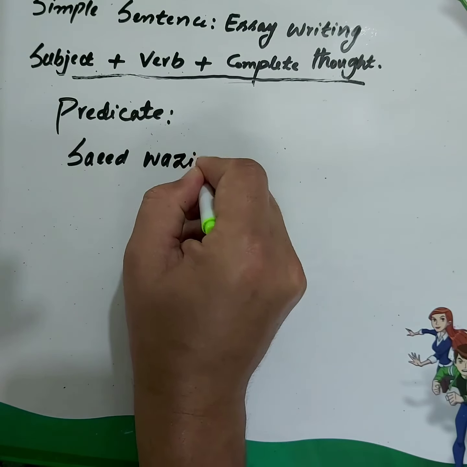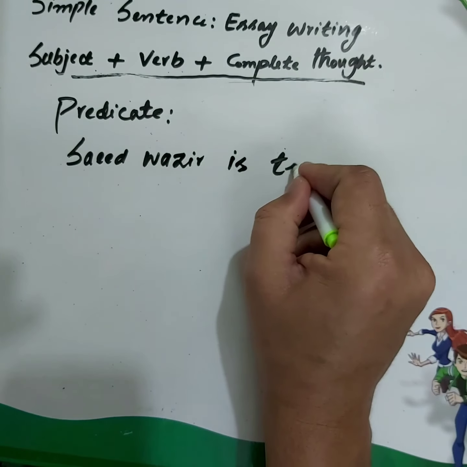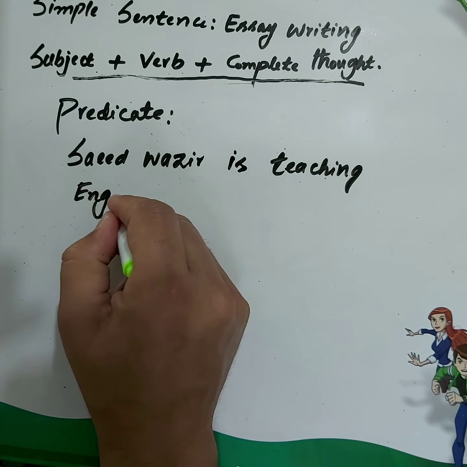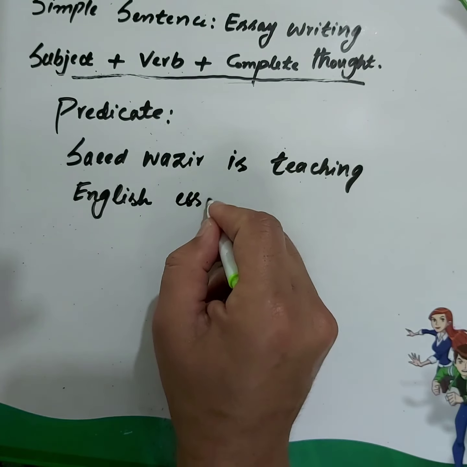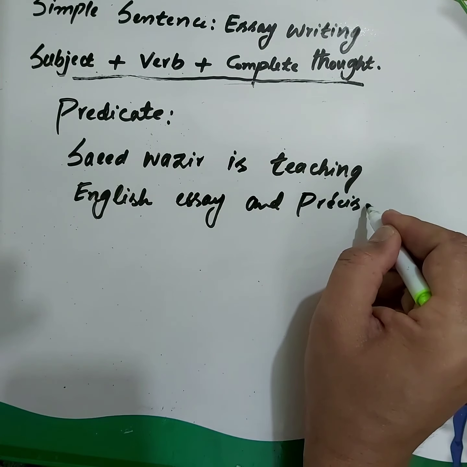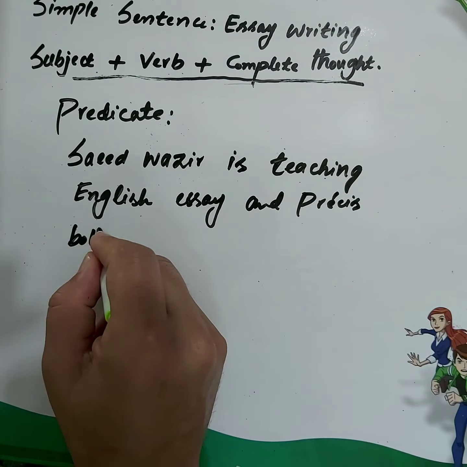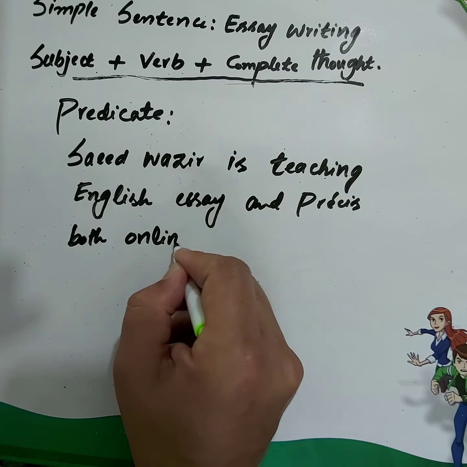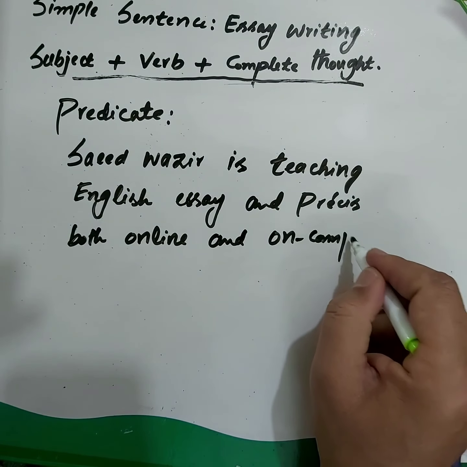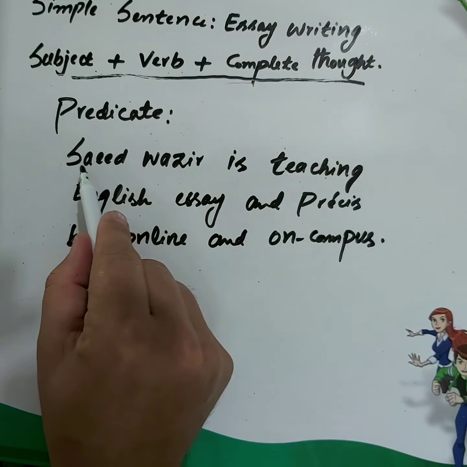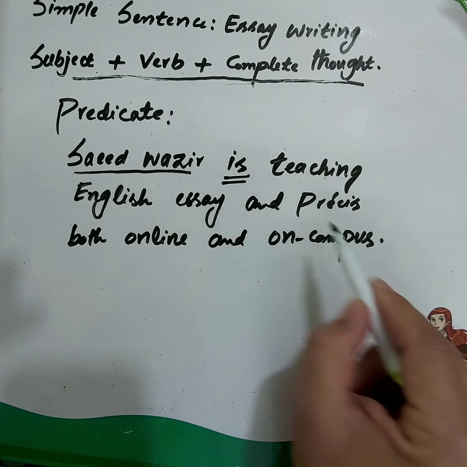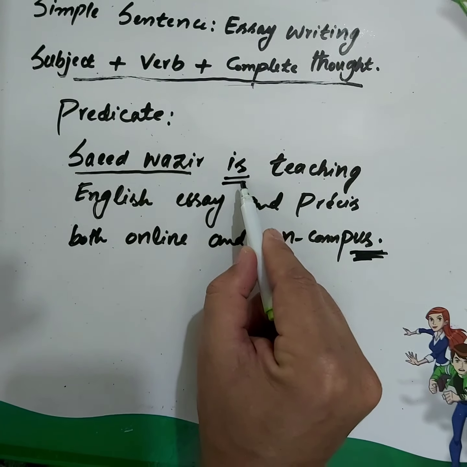Said Wazir is teaching English essay and précis both online and on campus. Students, this is your subject, Said Wazir. And from is to on campus, this is your predicate.